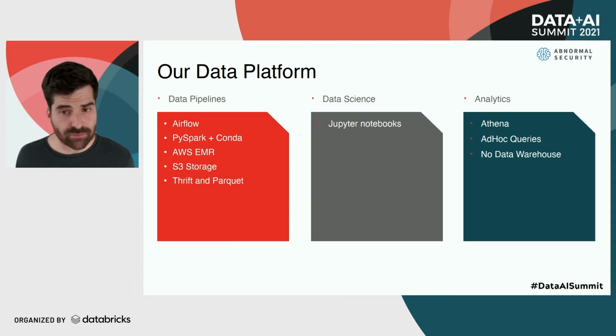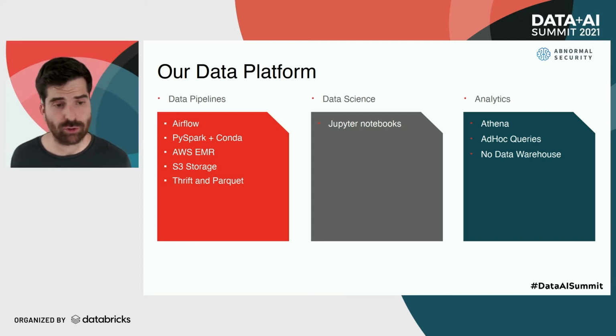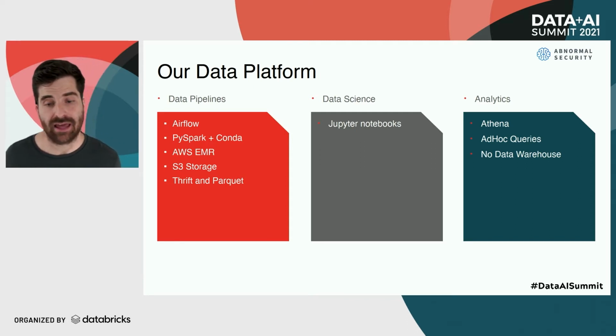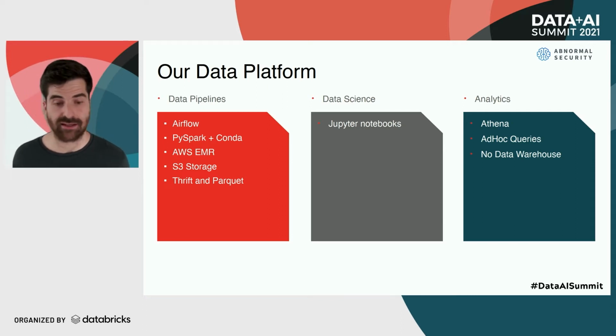For our data science pillar, our ML engineers and our data scientists basically live in Jupyter notebooks. And for our third pillar, which was analytics, we were pretty nascent. We had set up Athena to query our S3 data sets, and any ad hoc querying would go directly to the production database that housed that data. And we had no data warehouse at all.